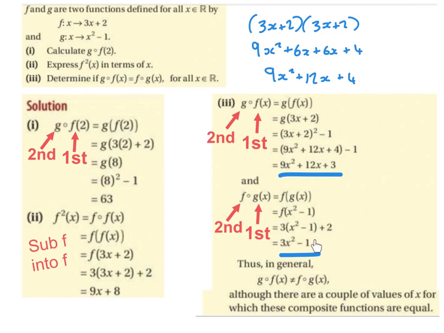And they are clearly not equal. Thus, in general, g after f of x is not equal to f after g of x. Although there are a couple of values of x for which these composite functions are equal. So sometimes it does work out, but usually the case is it will not be equal. So g after f of x is not equal to f after g of x.